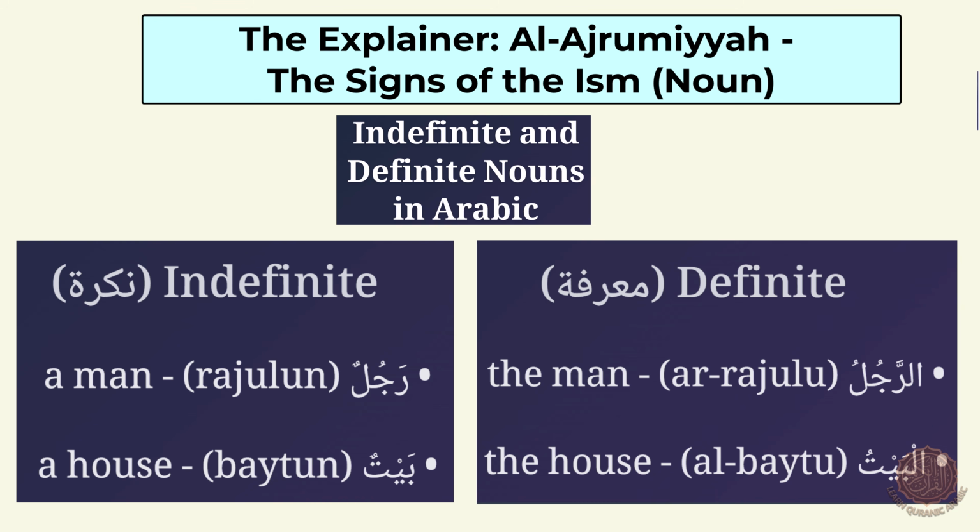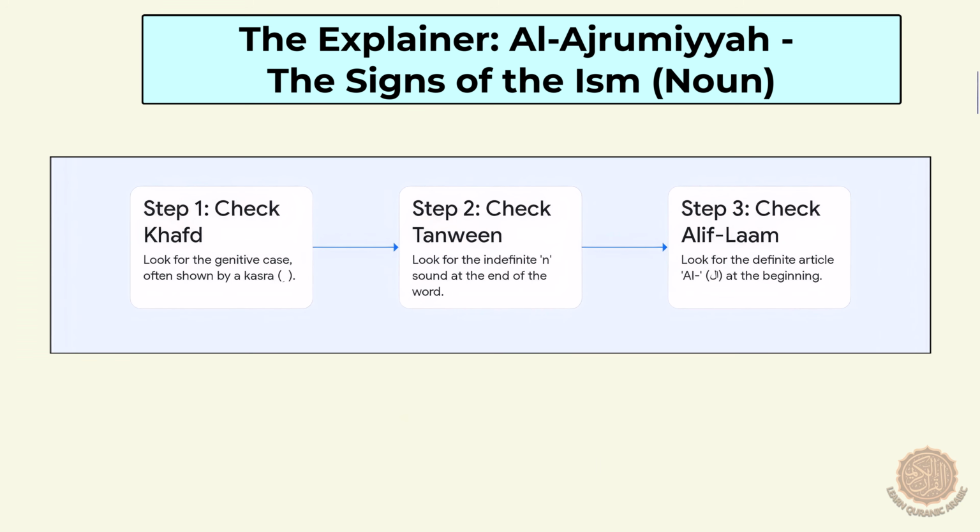So, now you have your toolkit. As a detective of Arabic, you have three powerful tools. First, you look for al-Khafd, the genitive case, which you see most often as a kasra. Second, you look for at-tanween, that N sound at the end. And third, you look for the definite article, Alif wal-lam. If you see even one of these three signs on a word, congratulations, you have identified an ism.